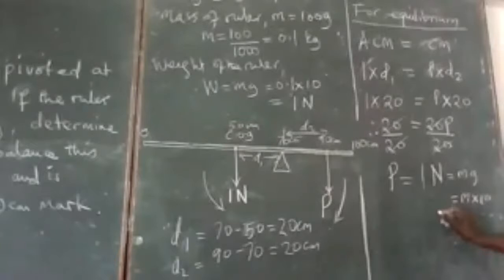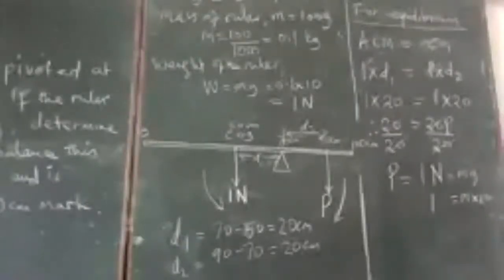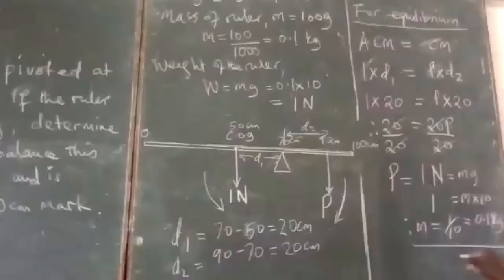Are we okay? Yes, teacher. So what is the M? It is 1 divided by 10, which is the same as 0.1 kilograms. So the required mass is 0.1 kilograms.